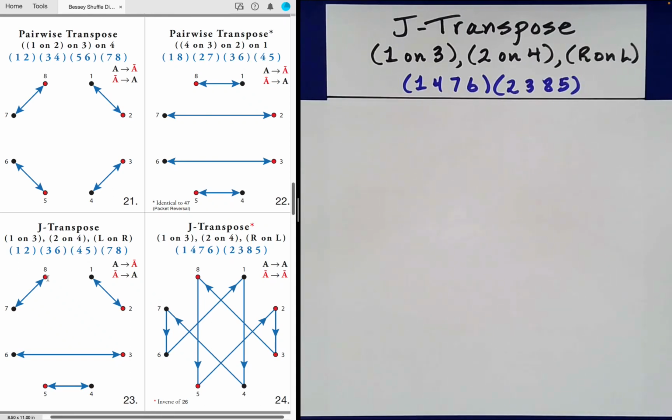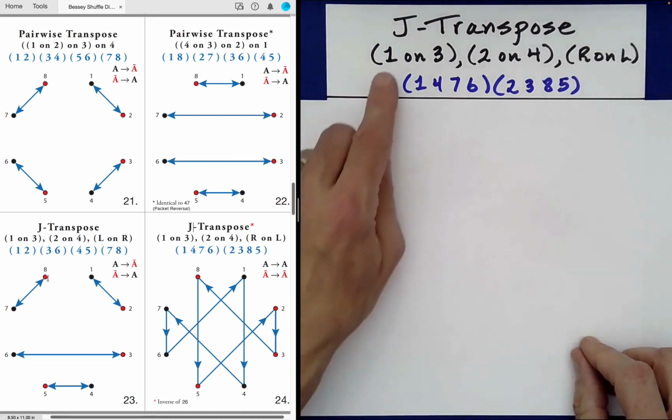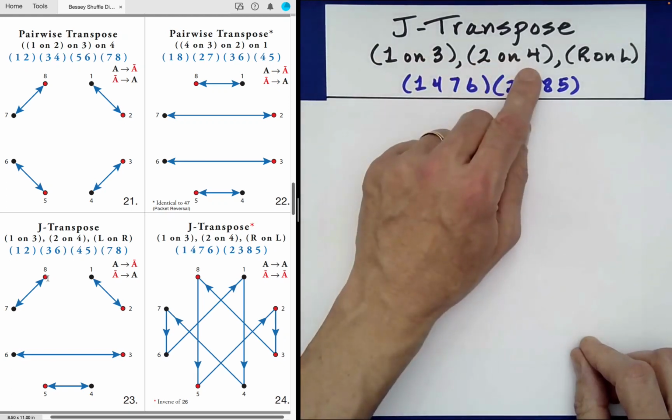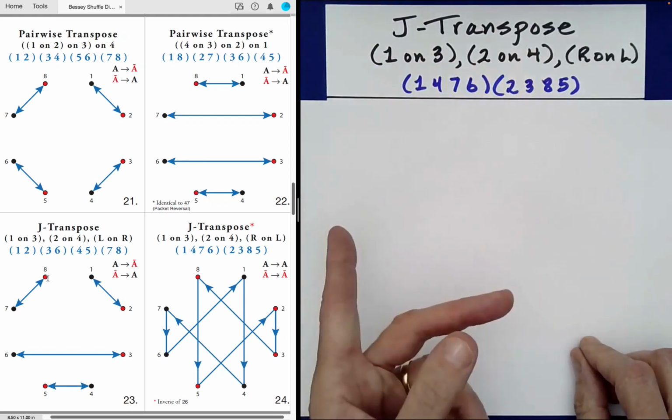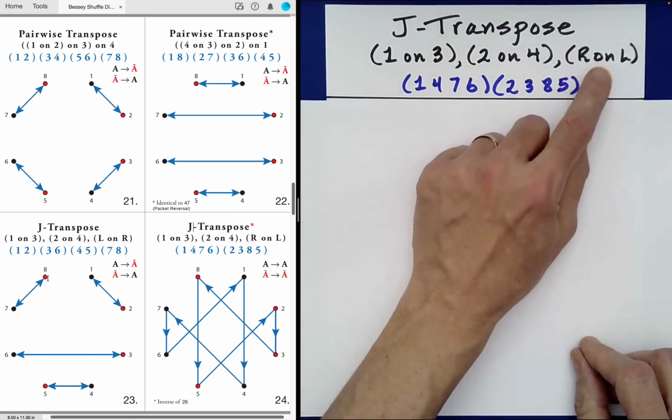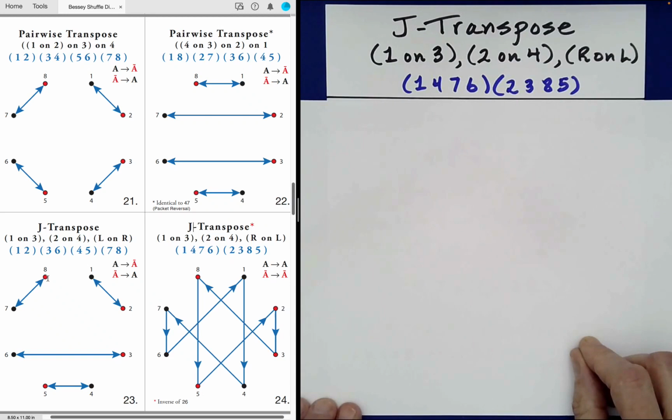Our last shuffle for today is also a judicious transpose, but this time the stacking will be pile 1 on top of pile 3, pile 2 on top of pile 4. Now that's the same as the previous shuffle, but this time we'll stack the right pile on top of the left. And it gives, as we can see here, a very different shuffle.